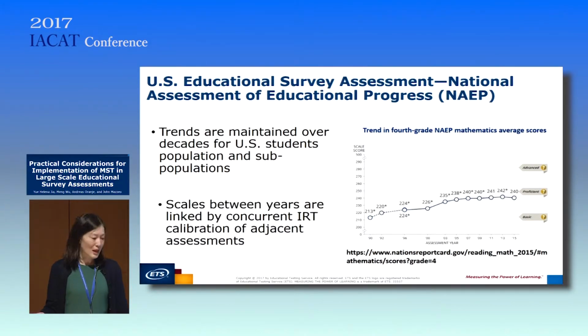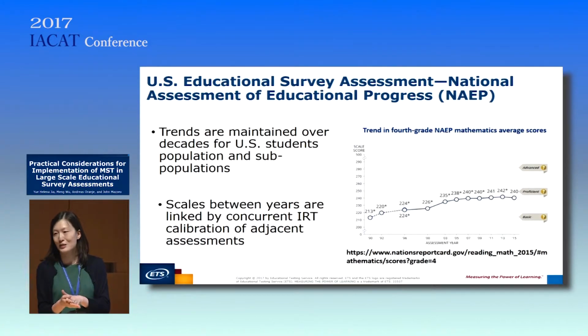I would also say that those skills from different years are linked through concurrent IRT calibration. So instead of assuming a pool of items with known parameters, we actually do the live calibration. Live not in the sense of when students are testing and we give them scores, but live in the sense that when we finish the assessment, we link scores through re-estimating the item parameters.